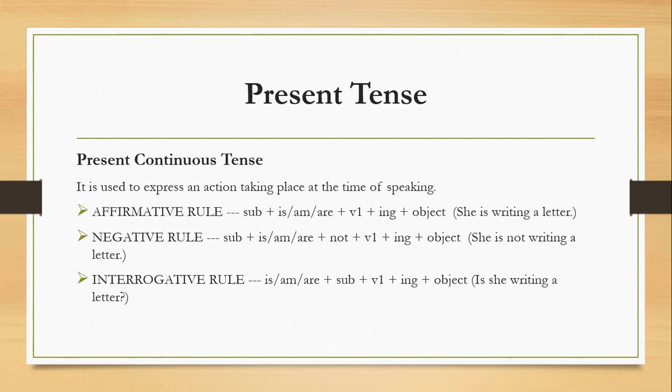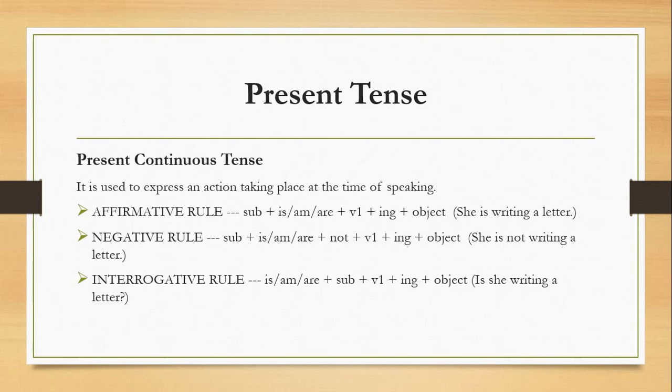Negative: subject plus is, am, are plus not plus V1 plus ing plus object. Example, she is not writing a letter. Again comes interrogative. When it is interrogative, we all know that the helping verb comes in the beginning. Auxiliary verb is or am or are plus subject plus V1 plus ing plus object. Is she writing a letter? This is a question, right?